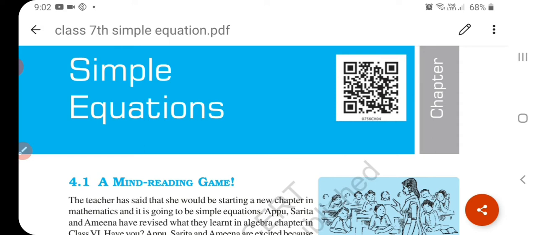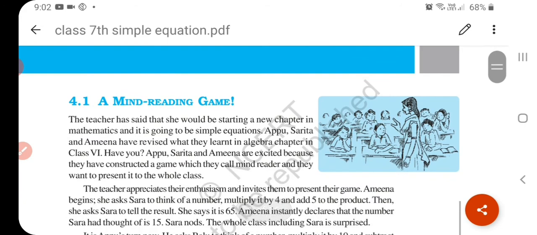Okay, now we have talked about simple equation. What is an equation? An equation is a statement equating two expressions with one or more variables.